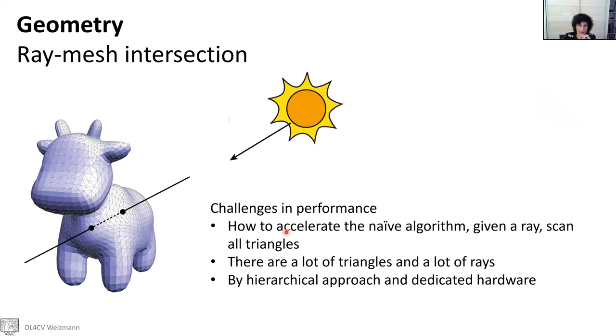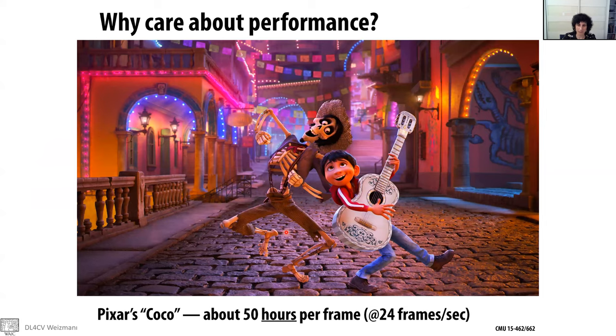Okay, let's move on. This is a very naive algorithm. Given a ray, I'm going to scan all triangles. And there are a lot of triangles and a lot of rays, and this can take a lot of time. Actually, there are some hierarchical approaches and dedicated hardware that help us make it faster. I'm not going to go into it, but just to give you some intuition about performance. This rendering by ray tracing takes 50 hours per frame to generate one frame of a movie, just to understand that it's very expensive. So we do care about performance, we want to do it faster, but we still want the photorealistic effects that can be gained by ray tracing, and it takes time, okay?